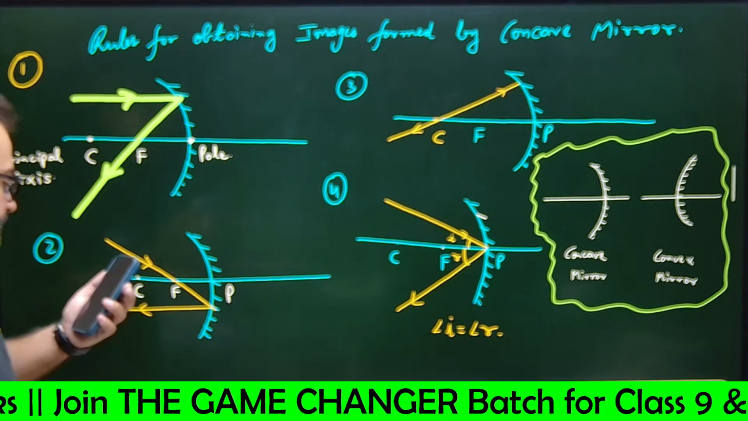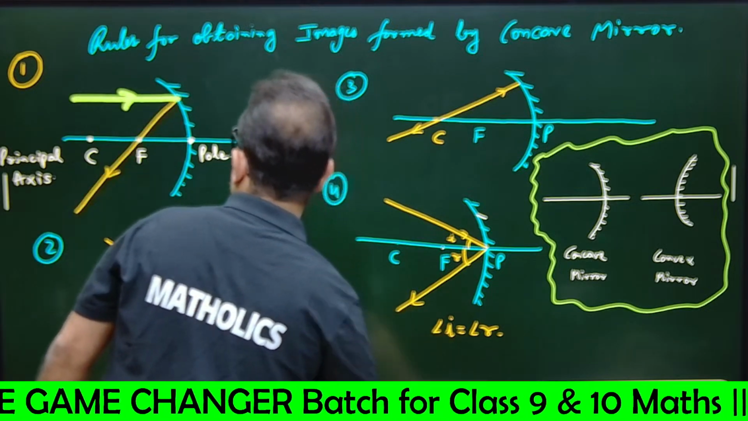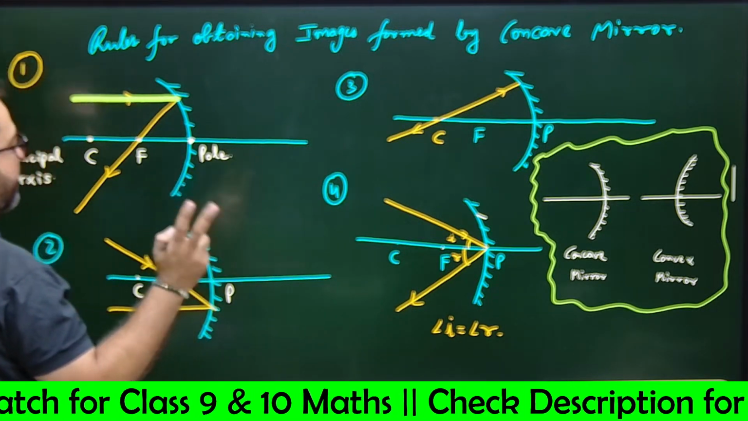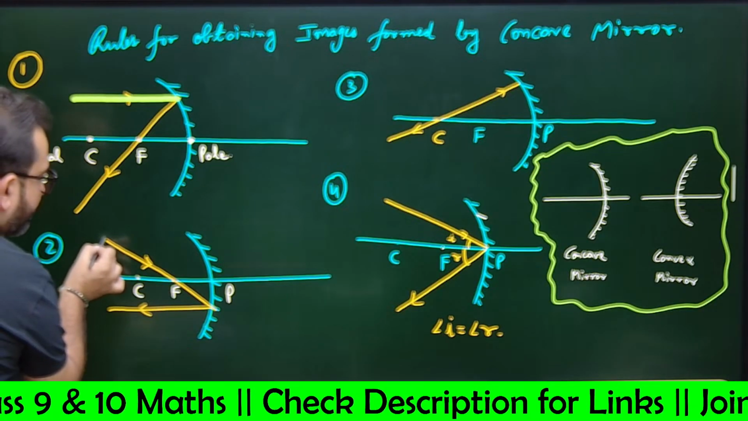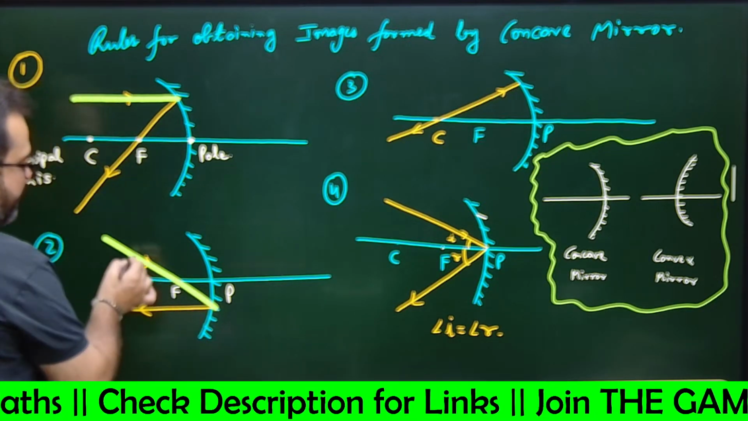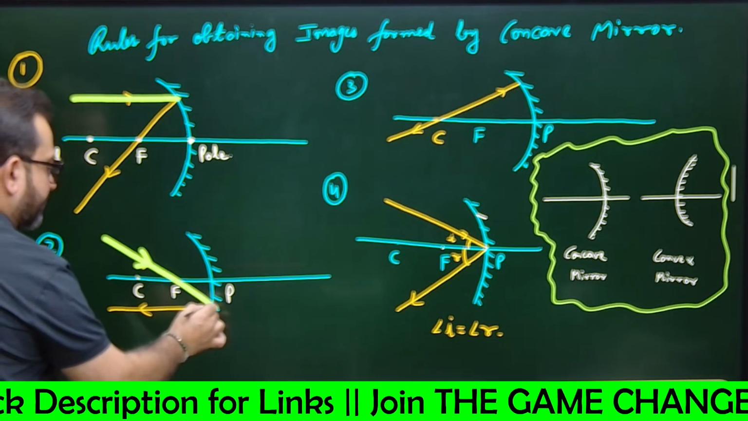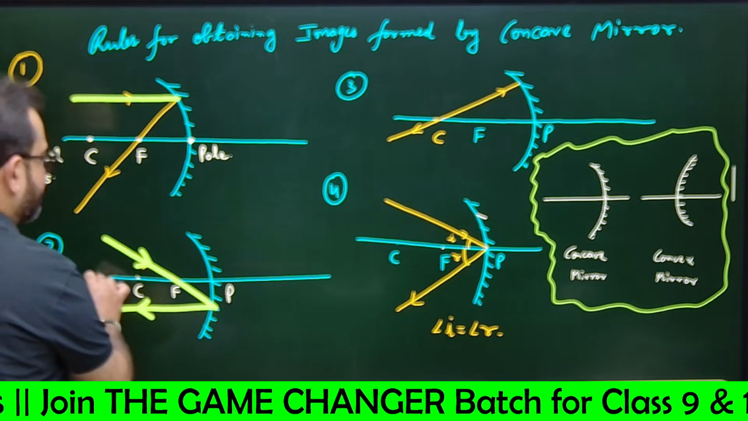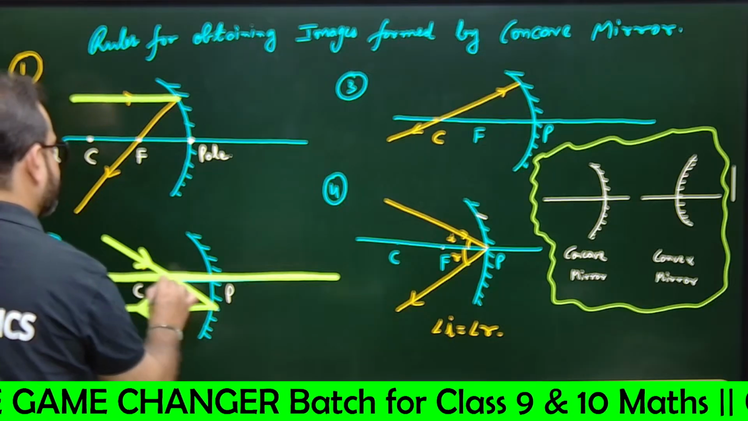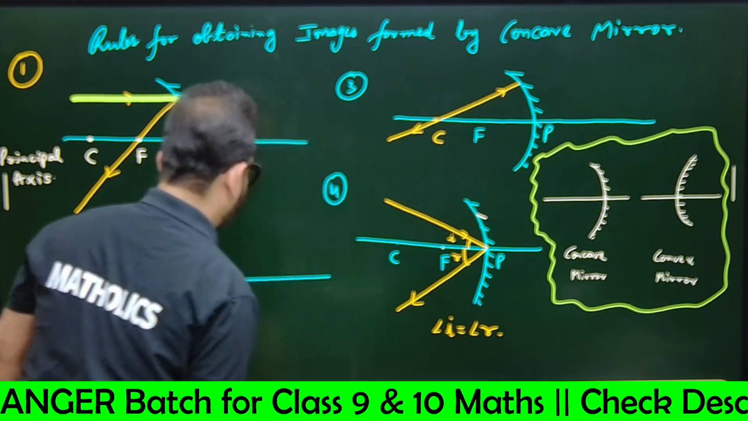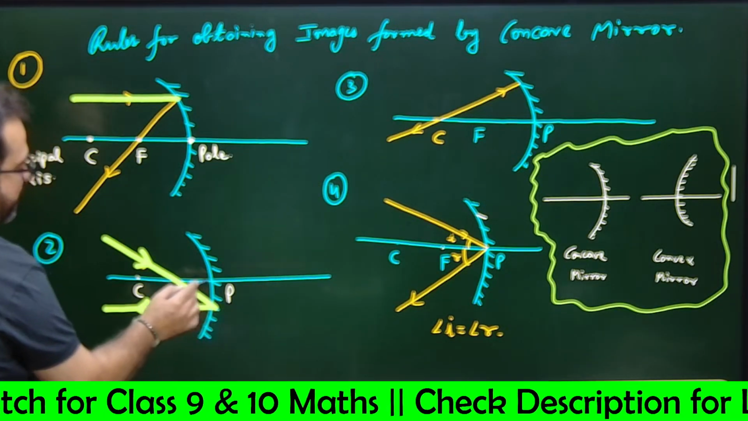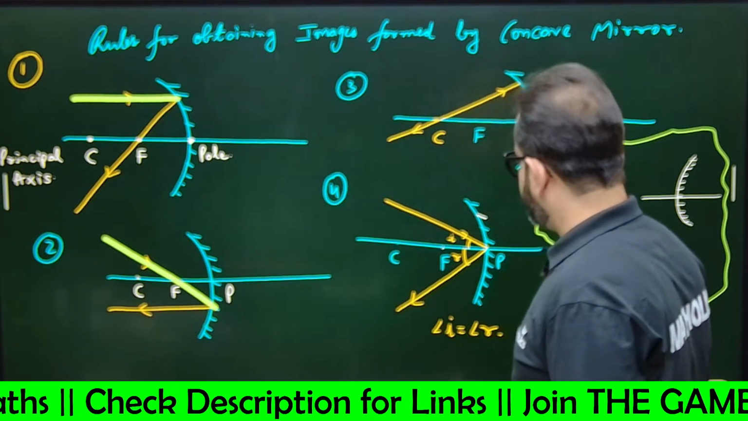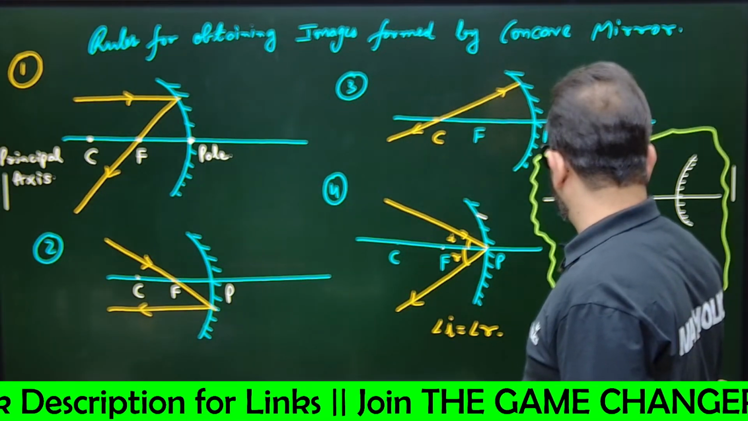Now, rule number 2. If a ray of light is coming from the focus, it will be reflected back in a direction parallel to the principal axis. This is the principal axis. So if a ray of light is coming through the focus, it will go parallel, right? These are the different cases which you must know.